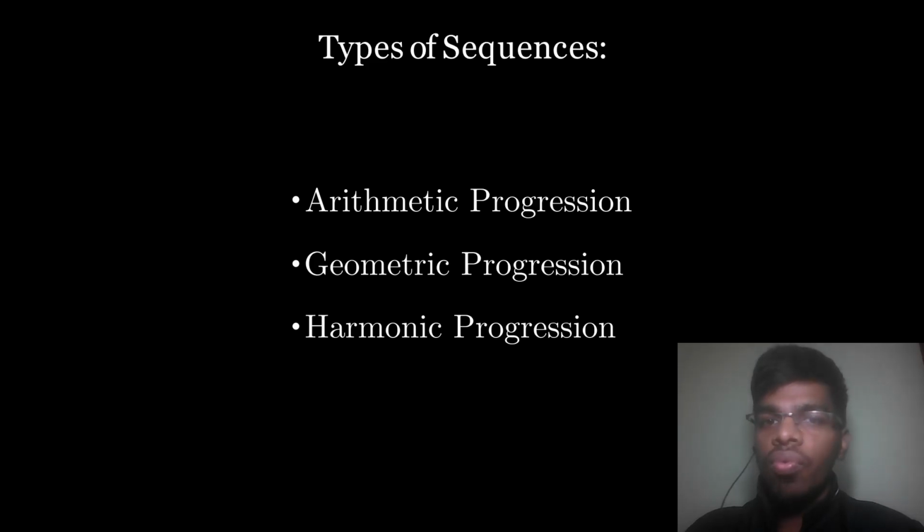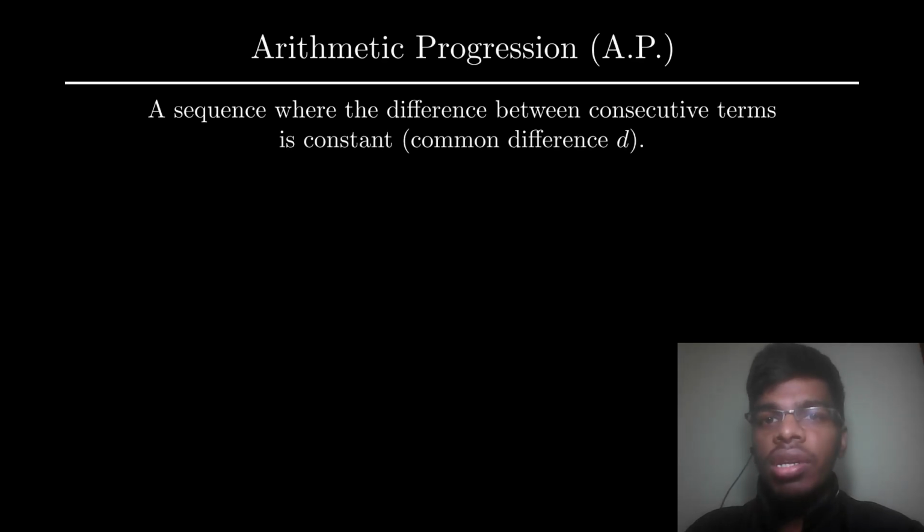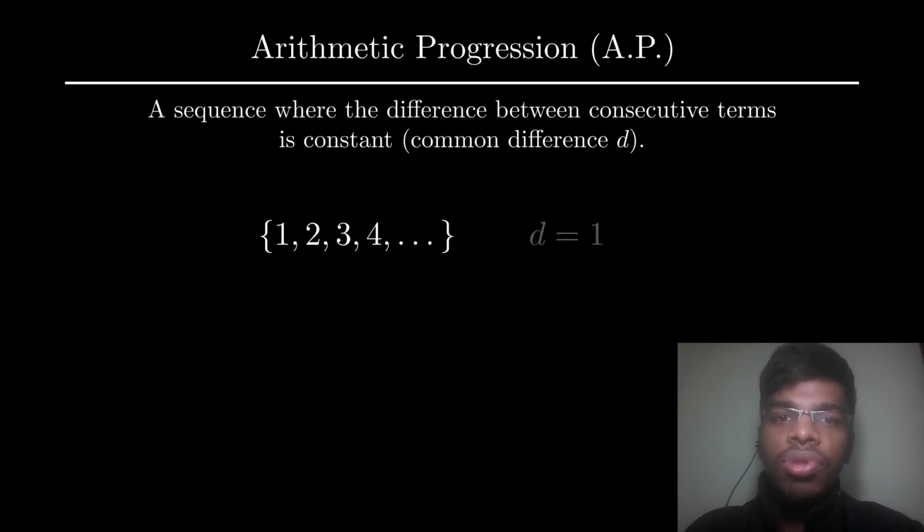So what is an arithmetic sequence? An arithmetic sequence is a sequence where the difference between consecutive terms is constant. The common difference is denoted by D, and the first term of the sequence is denoted by A. Consider the sequence 1, 2, 3, 4. Here our first term is 1, so A is equal to 1, and the difference is 2 minus 1, which is 1, and it is constant throughout: 3 minus 2 is 1, 4 minus 3 is 1. So this is an arithmetic progression with A equal to 1 and D equal to 1.